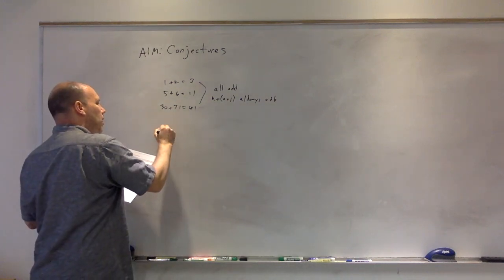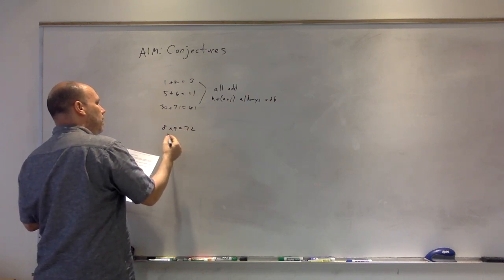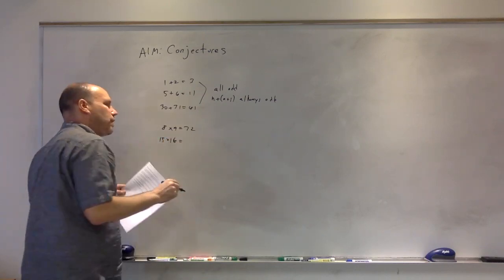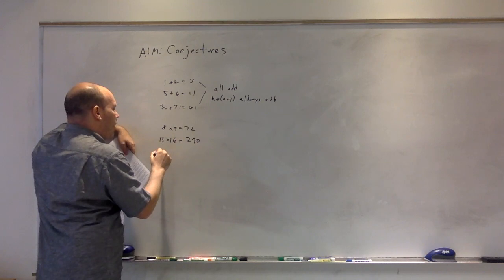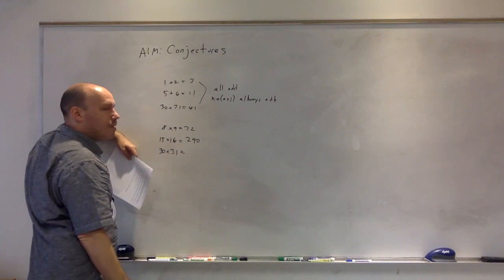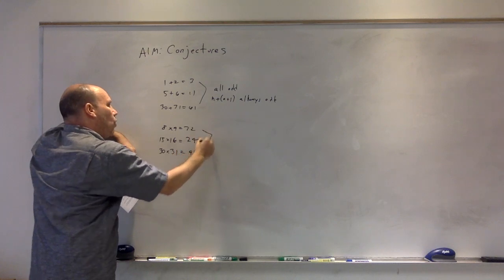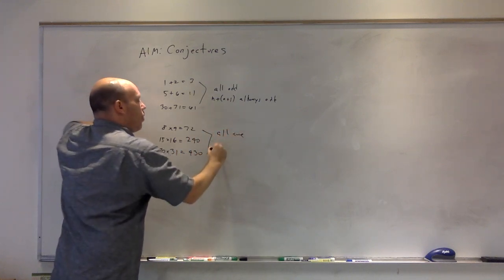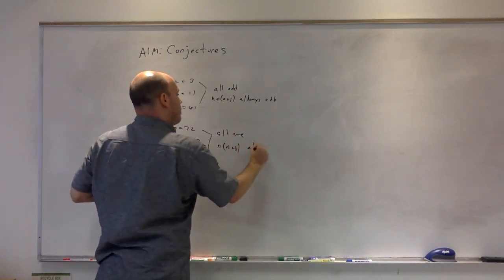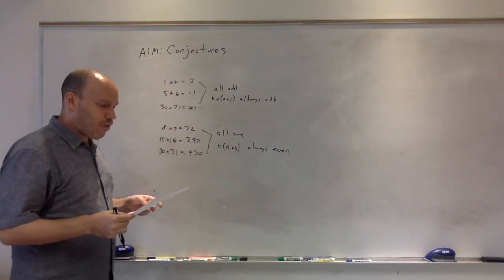Let's see. What is true about the product of any two consecutive numbers? So let's see, 8 times 9, 72. And, I don't know, 15 times 16 is, what is that? It's 240, right? And how about 30 times 31? That's 930, right? Well, these are always all even. So n times n plus 1 is always even.